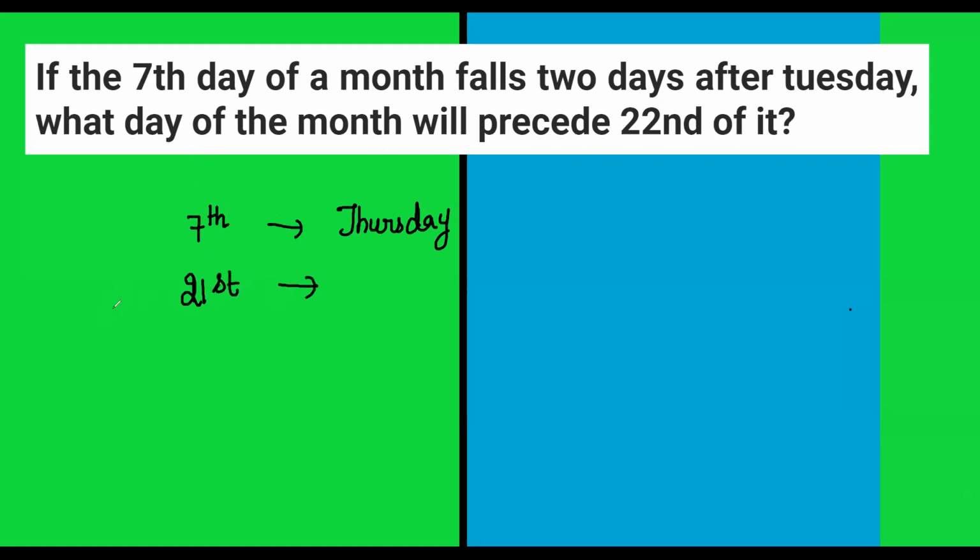So now find the difference. 21 minus 7 is 14. So 14 is completely divisible by 7, which means 0 odd days. So it will fall on the same day, on Thursday only, right? So you understand the concept nicely. This is how, using the difference concept, you can solve any question without remembering any code.